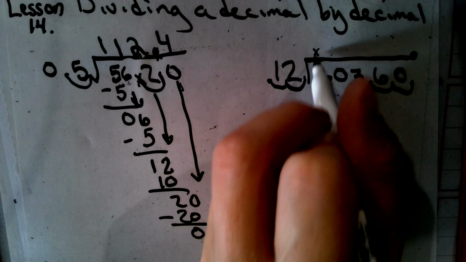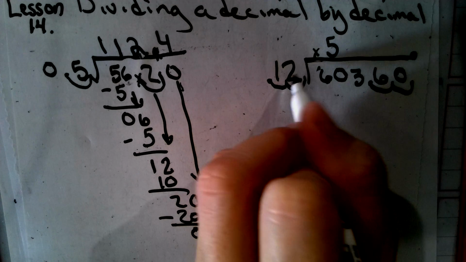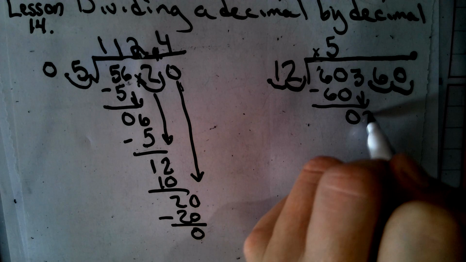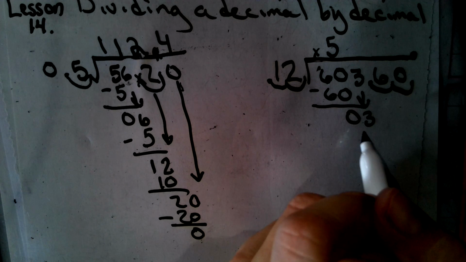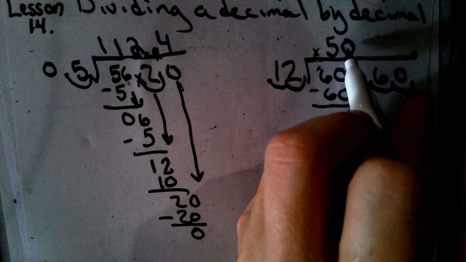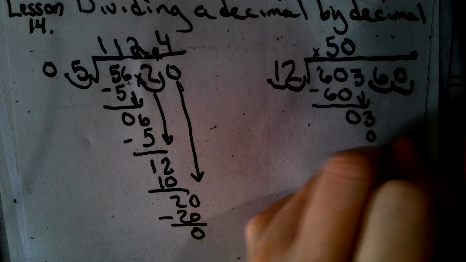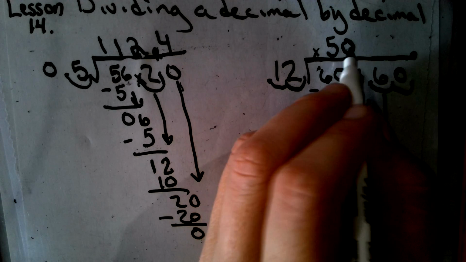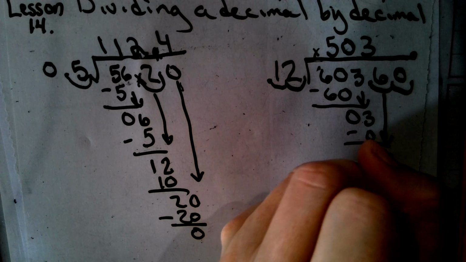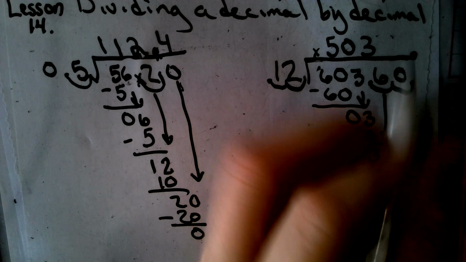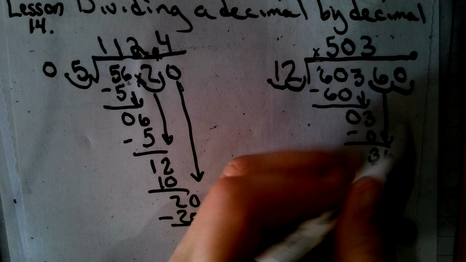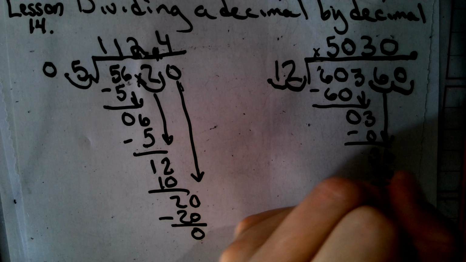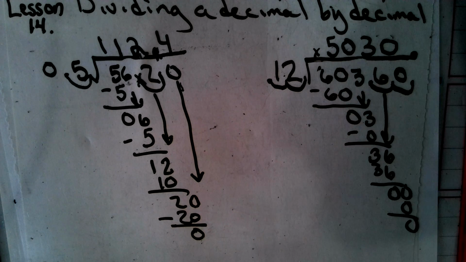So 12 doesn't go into 6, but 12 goes into 65 five times. 5 times 12 is 60. Bring down our 3. One number at a time gets brought down. 12 go into 3? No. The no number is 0. 0 times 12 is 0. 3 left over. Bring down our 6. 12 goes into 36. 3 times 12 is 36. And even though we have a 0 here, we still have a number that has to be brought down that we had to put there because we needed to jump 2. 12 goes into 0. 0 times makes a big difference from 503 to 5030.